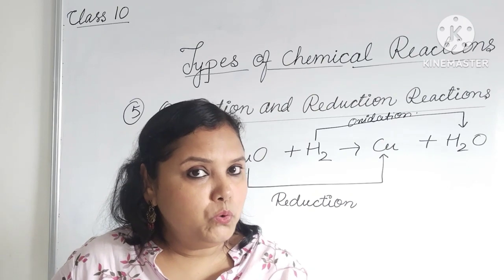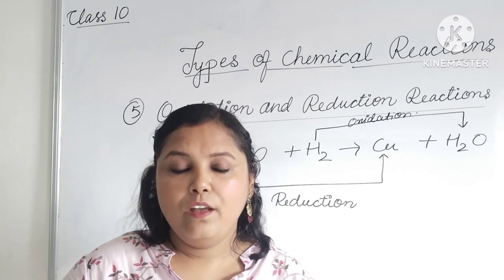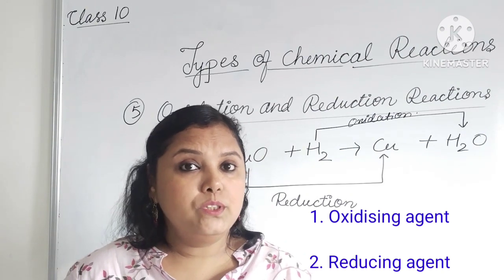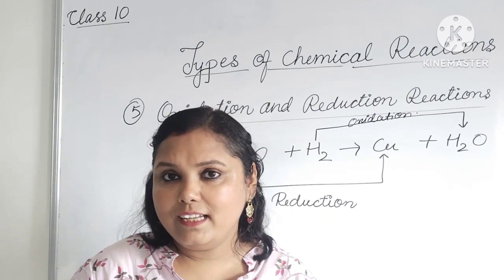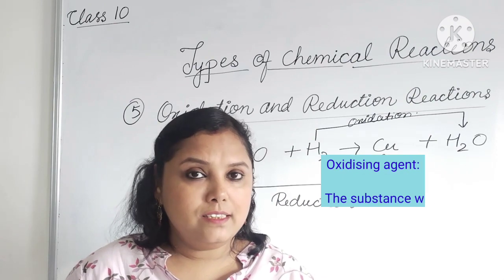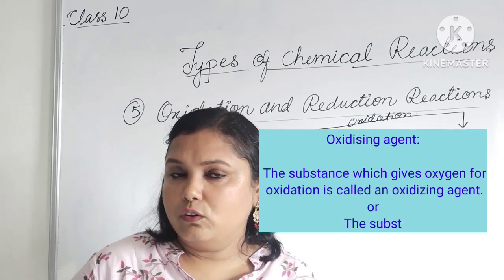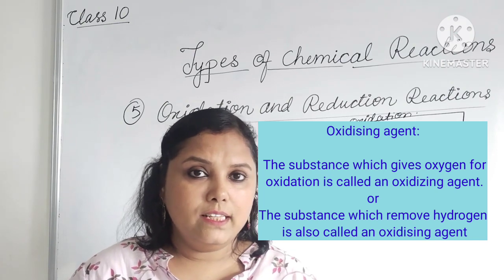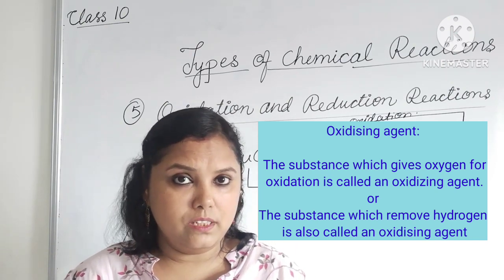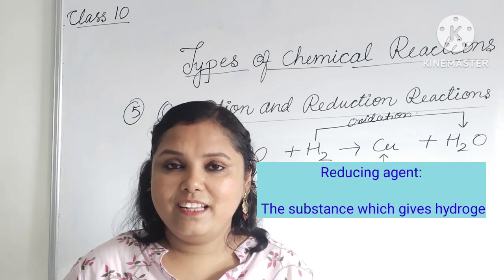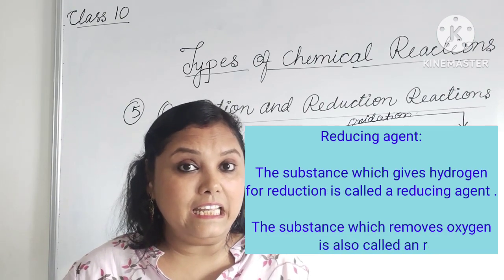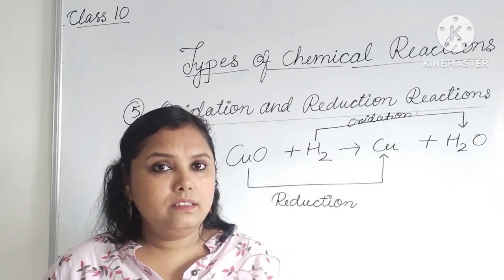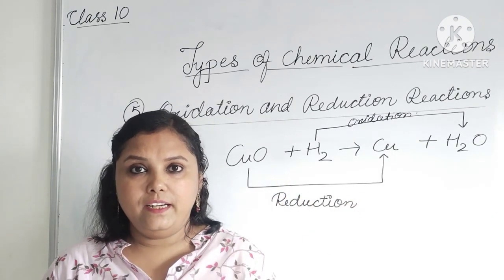Now there are two more terms that you need to know. First one is oxidizing agent and the second one is reducing agent. So what are oxidizing agents? The substances which give oxygen for oxidation are called oxidizing agents, or you can say which remove hydrogen. Similarly, reducing agents are the substances that give hydrogen or remove oxygen. This is all about oxidation and reduction.